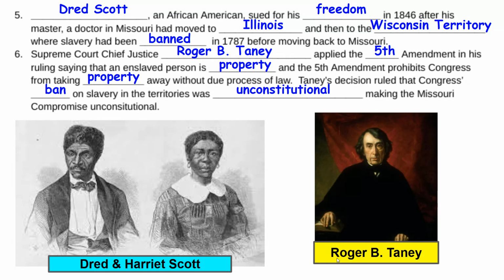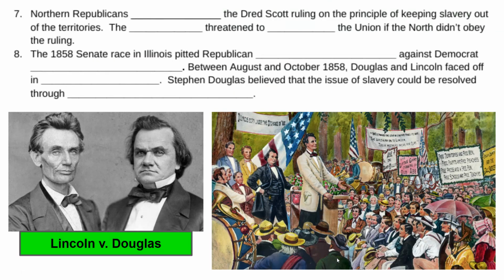The reality is that Taney basically said that Dred Scott and any African American in general really doesn't have any rights before the court because they're not U.S. citizens and thus are property. And some people would say this is one of the worst decisions, probably next to Roe versus Wade, that was made by the Supreme Court. It was kind of a lousy decision.